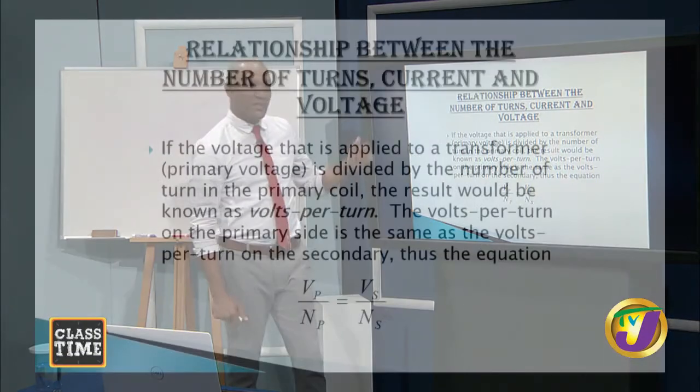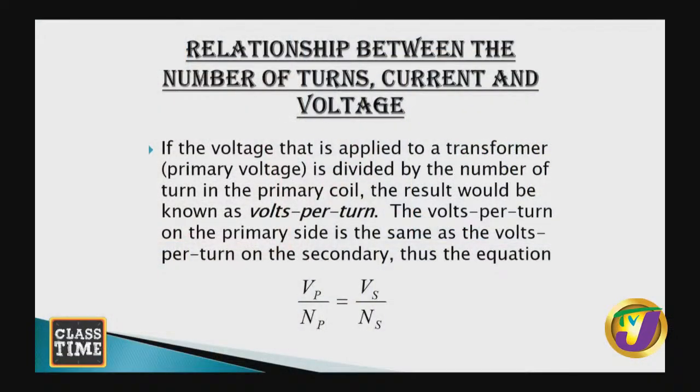It says if the voltage that is applied to the primary of a transformer is divided by the number of turns in that coil, or say windings, the result would be known as volts per turn. The volts per turn in the primary is the same as the volts per turn in the secondary. And thus we would have an equation looking like this.